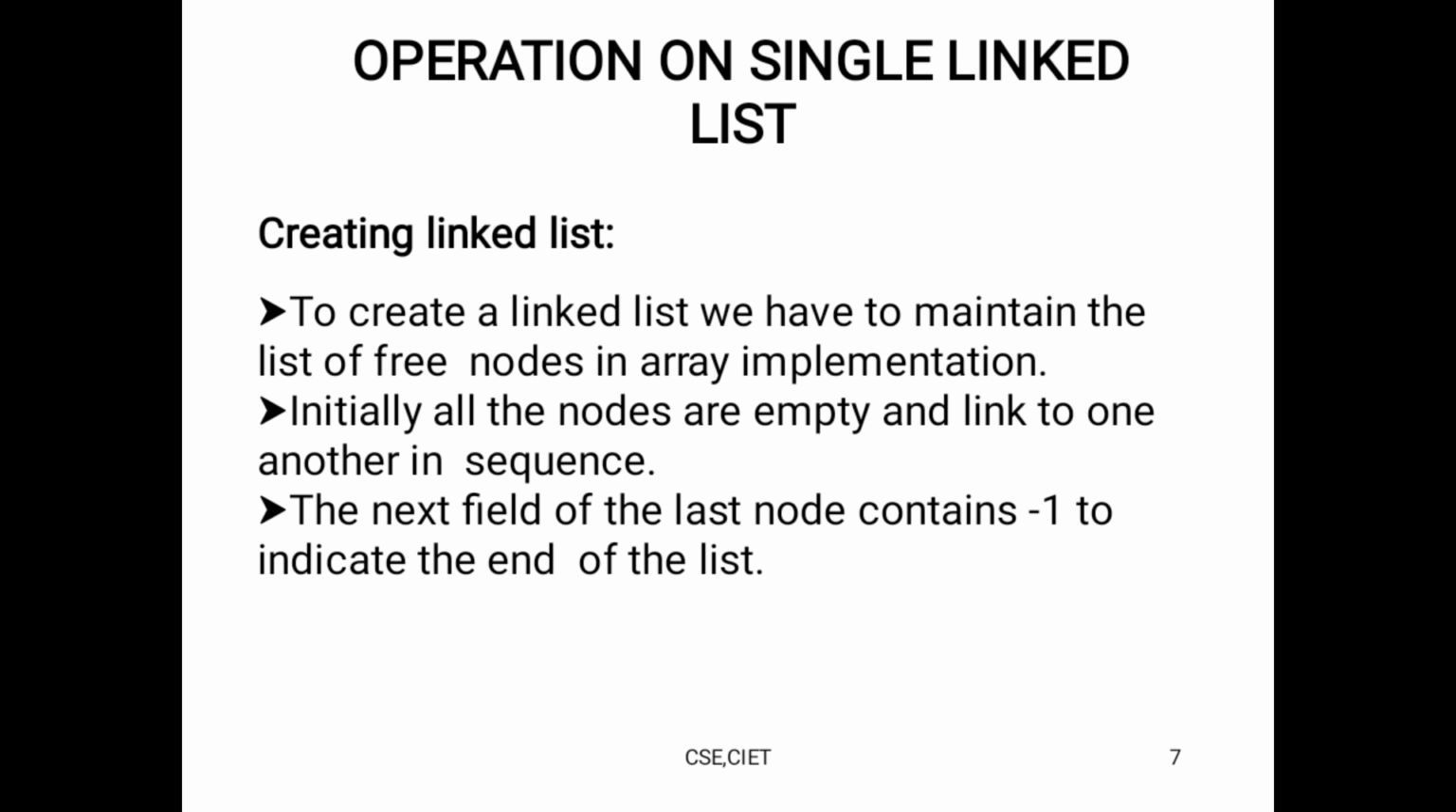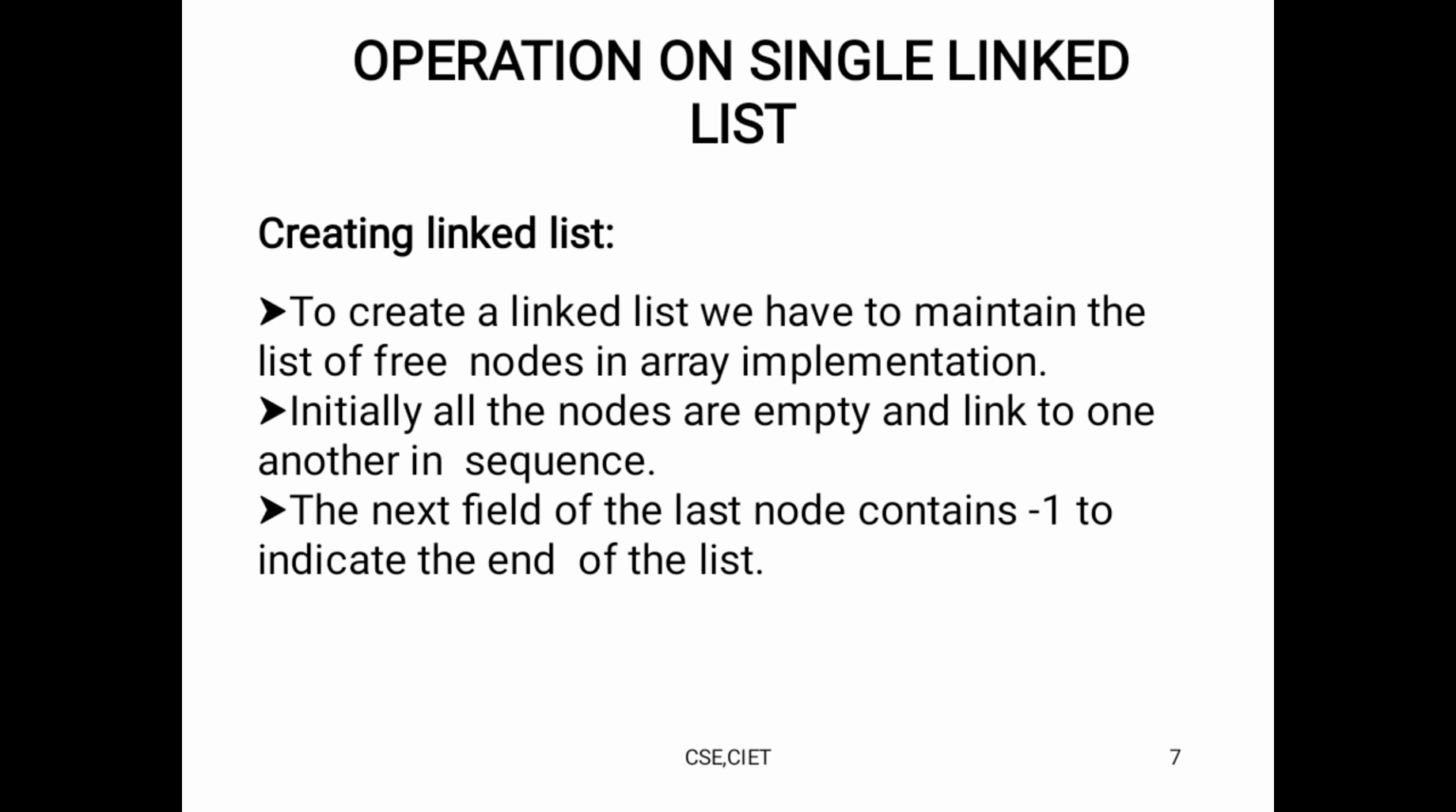Then coming to operations on a single list. So here, creating the linked list. To create a linked list, we have to maintain the list of free nodes in array implementation. Initially all the nodes are empty and linked to one another in sequence. The next field of the last node contains -1 to indicate that it is the end of the list.